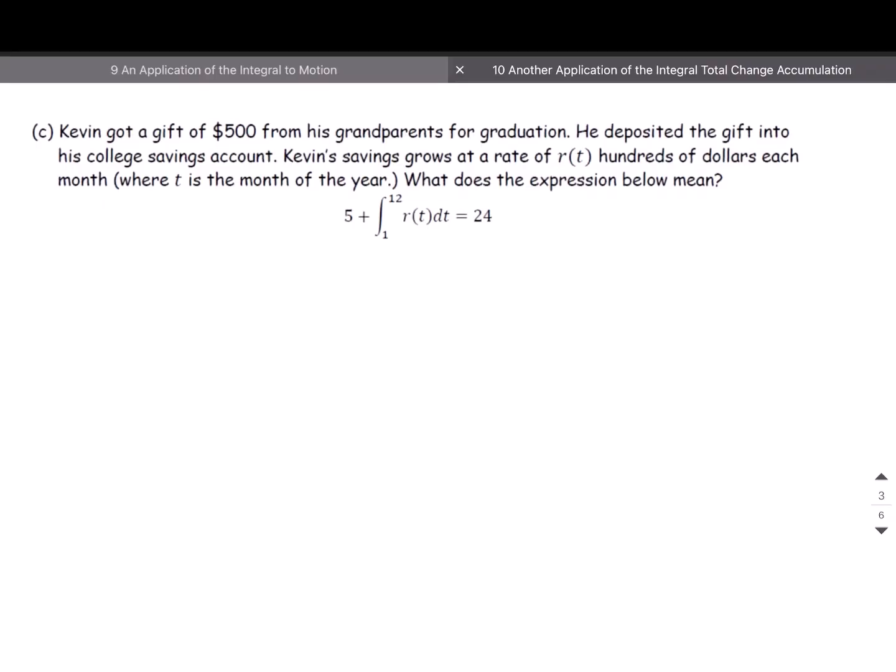All right, so Kevin got a gift of $500 from his grandparents for graduation. He deposited the gift into his college savings account. Kevin's savings grow at a rate of R of t hundreds of dollars each month, where t is the month and year. So remember, this is how much he gets. This is the change in the money. This is the start. Now wait a minute, he started with 500. Why does that just say 5? Because it's 500s of dollars, and that's why we don't have to write 500.